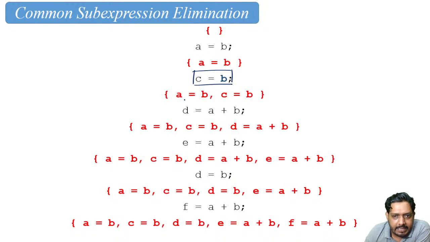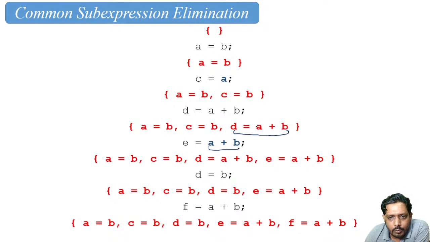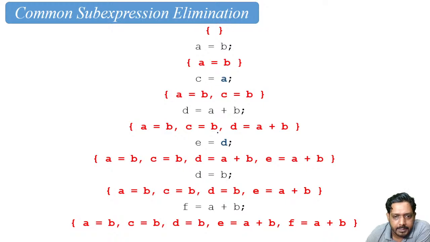Now at the next stage, the expressions available here in this case are a is equal to b and c is equal to b. Okay, next. After this, d is equal to a plus b is an available expression, and here the expression is e is equal to a plus b. So now what we can do, we have the available expression a plus b holding the value, in this case d, and instead of this you can guess that we are going to write here d.